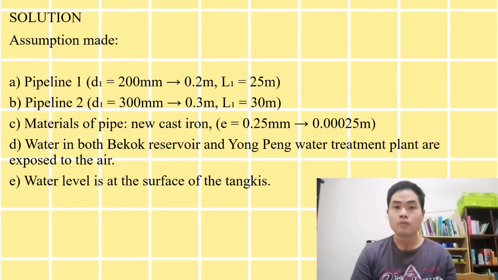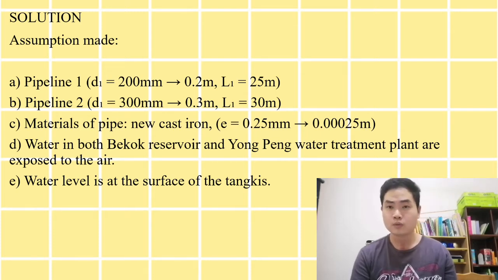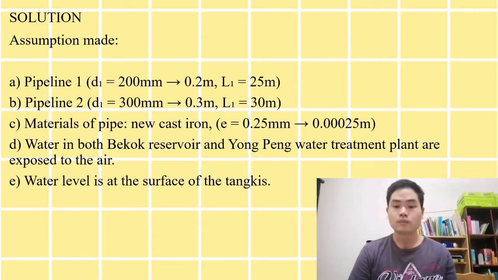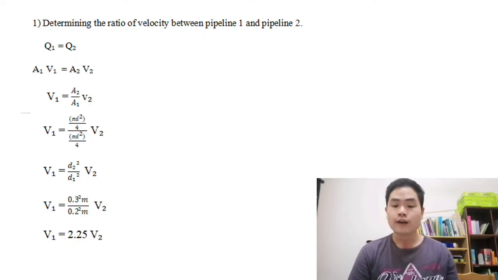In question 2, before we solve this question, we have to make a few assumptions, and these assumptions are written in the report. And now, I'm going to explain the steps to solve this question. First, we have to find the ratio of V1 to V2. So, we use the rate of flow formula, which is Q equals AV. Q1 equals Q2, and we can find the ratio of V1 to V2. We substitute in the D into the area formula, which is pi D squared over 4, and we get V1 equals 2.25 V2 in the end.